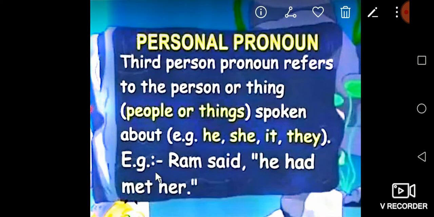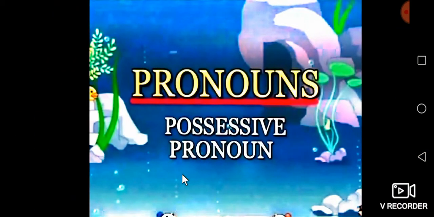Listen, take one simple example. Ram said he had met her. Listen, the word "he" is the third person pronoun. Ram said he. Listen, he refers to the third person. He had met her.